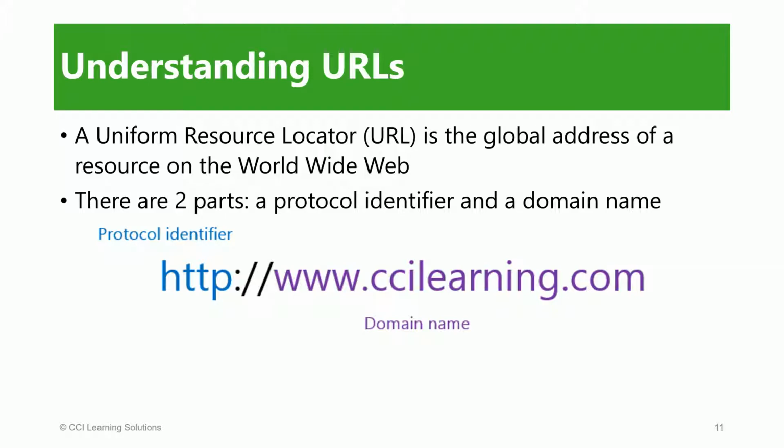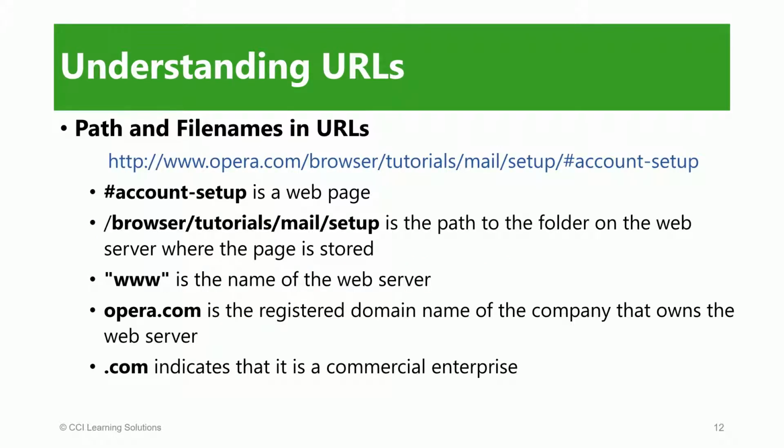A uniform resource locator, URL, is the global address of a resource on the World Wide Web. There are two parts, a protocol identifier and a domain name. So the HTTP is the protocol identifier, while the www.ccilearning.com is the domain name.